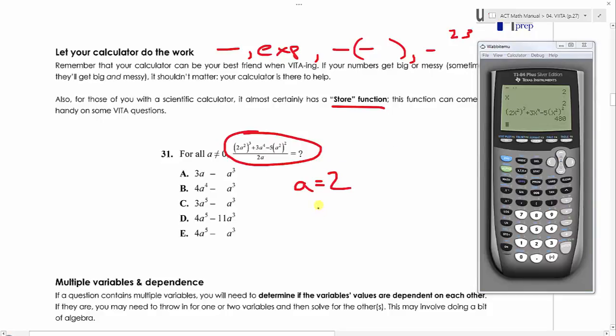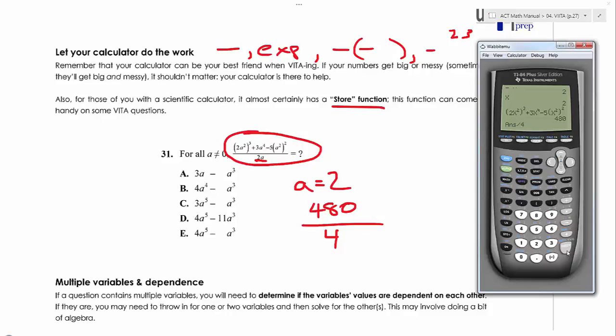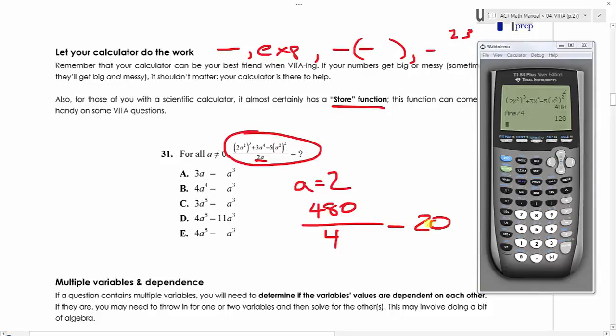What the calculator just did is it substituted, so 480, it substituted the x equals 2 in for those x's that I typed in, and it gave me an answer, and I didn't have to worry about the order of operations, and I didn't need to worry about this negative. I didn't need to worry about any of that stuff. Now divided by 2a, well, that's just 4, so that's easy. So 480 divided by 4, I'm going to go in my calculator and do that, and I'm going to get 120, and now I've done all of my steps of VITA. So I have my boxed number, I have the 120, so I'm ready to go to the answer choices.